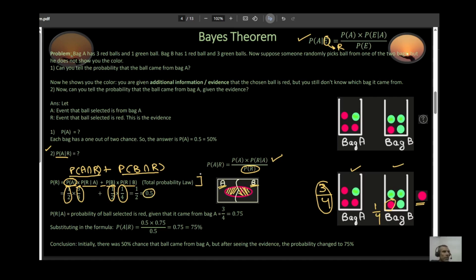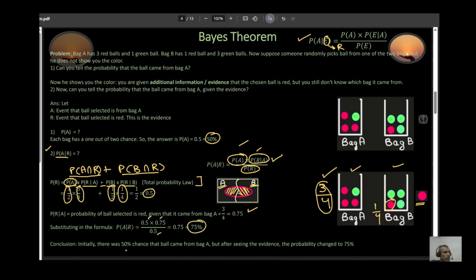Now let's try to determine this one right here. Probability of red ball given that it is from bag A. Well, that's easy. We already did that. That would be 3 over 4, right? There are only 3 red balls over here in the bag A. So the probability of selecting a red ball is 3 over 4. Now, substitute all these values inside your formulas. We know the probability of A, which we just calculated a minute ago. So substitute all your values in there. I substitute my values, and the answer comes out to be 75%.